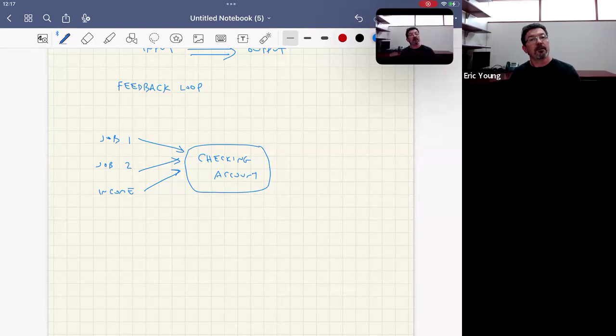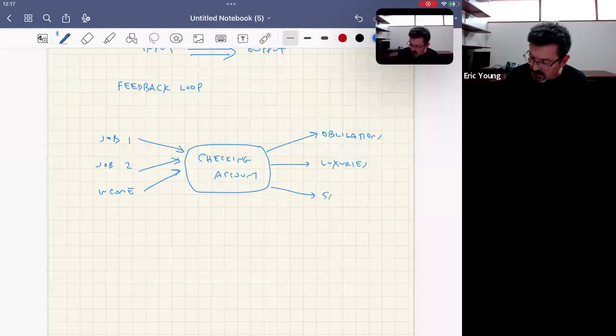We see flows, we see a stock. From your checking account, you can choose to spend your money in three ways. You can choose to spend your money on obligations. You can choose to spend your money on luxuries, or you can choose to deploy your money towards savings and investment. So we see a flow diagram, and we're starting to see the beginnings of inputs and outputs.